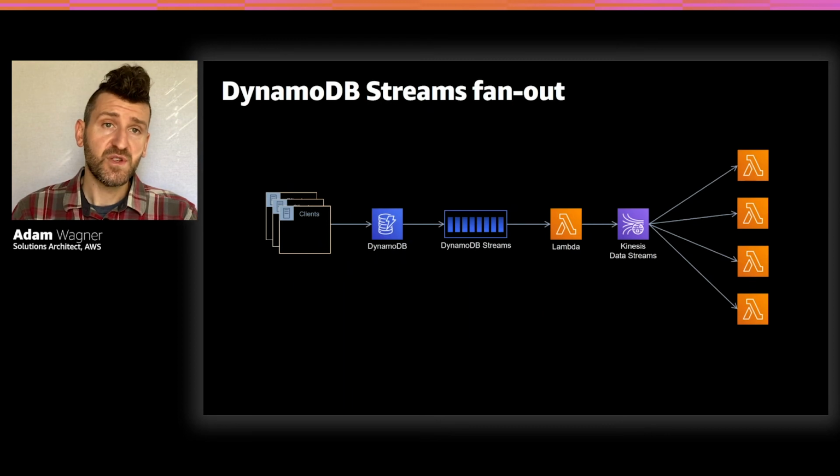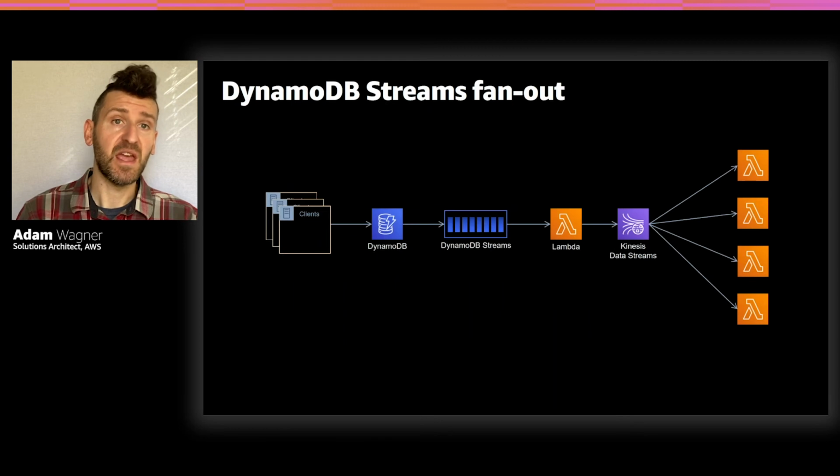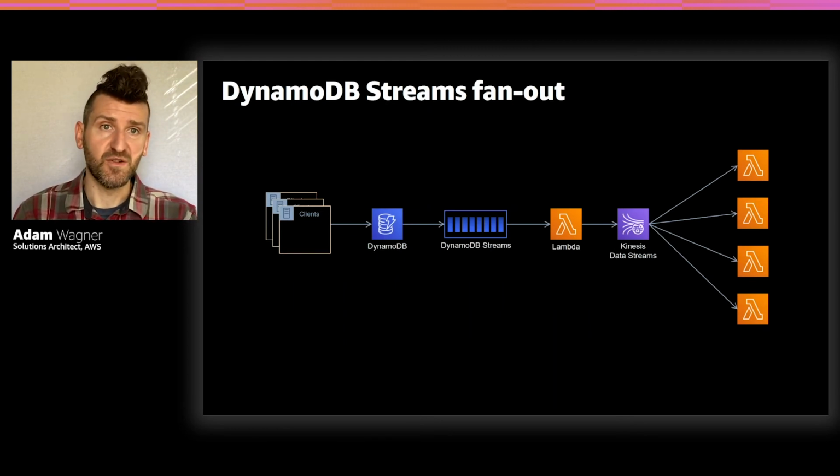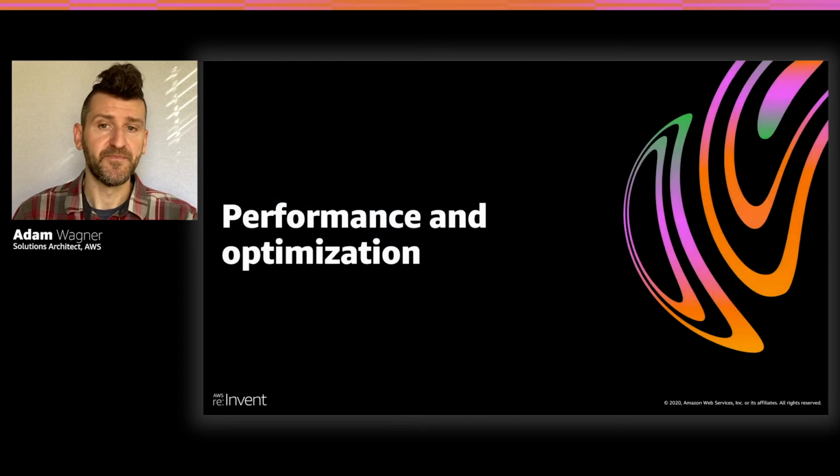If you have too many Lambda consumers on a DynamoDB stream, one of the things that you can do is to have one Lambda that just forwards records from the DynamoDB stream into a Kinesis Data Stream, and then you can have more consumers read off that Kinesis Data Stream. So that's what I'd recommend if the number of consumers is the issue.